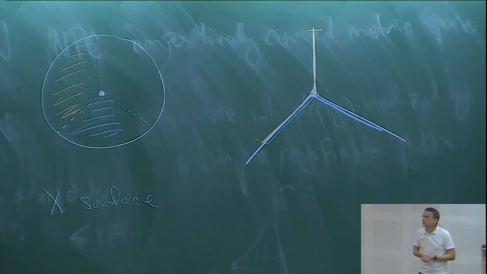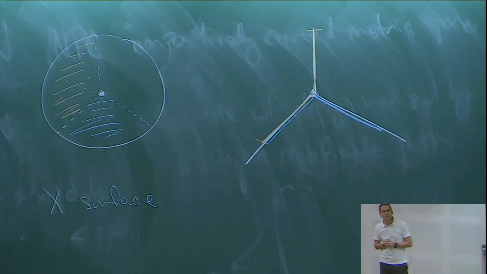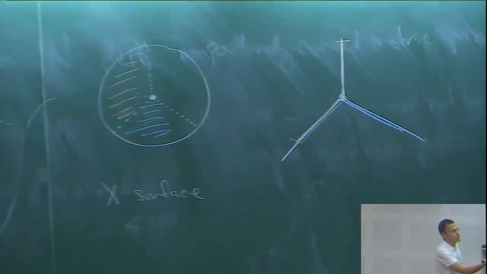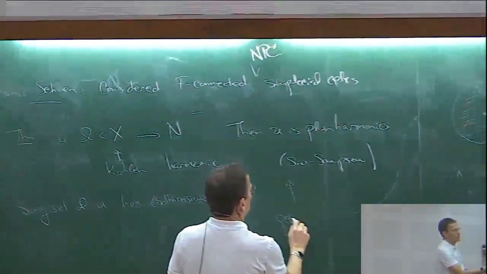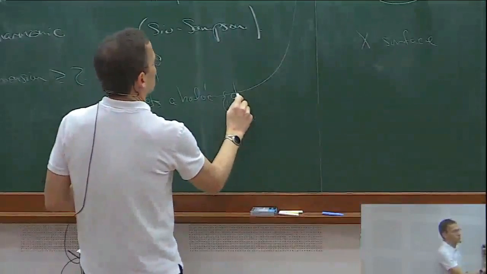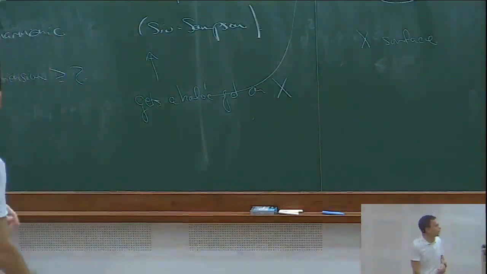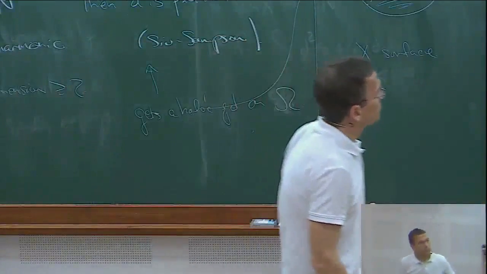It requires a lot of analysis to prove this, and that's the whole first part of that paper where they do that. Okay, and once you do that, then what you can show is that U is pluriharmonic, in the sense that one gets a holomorphic quadratic differential on X, on omega.